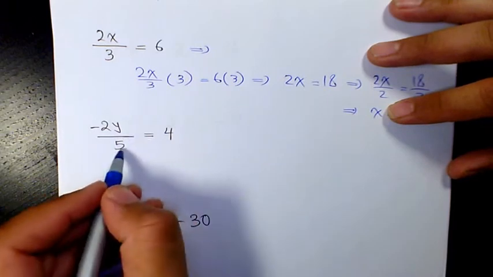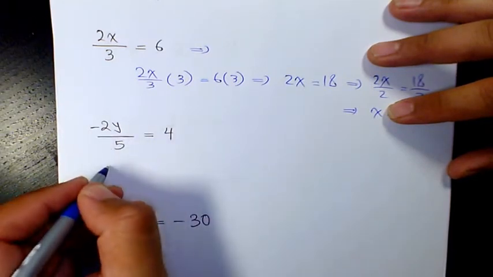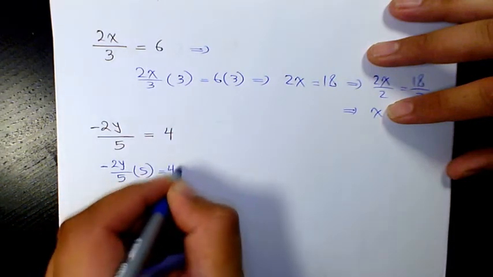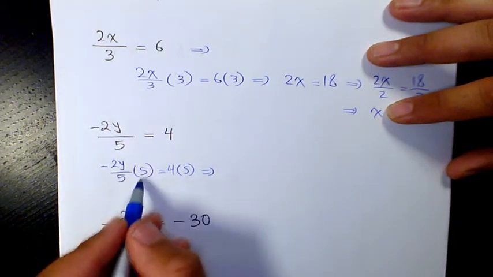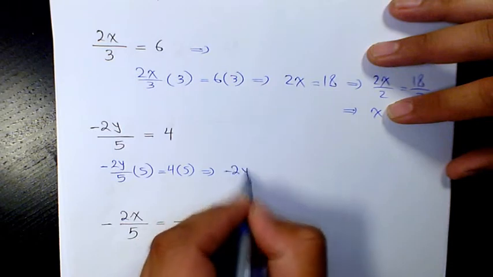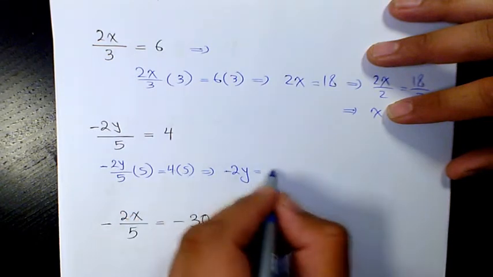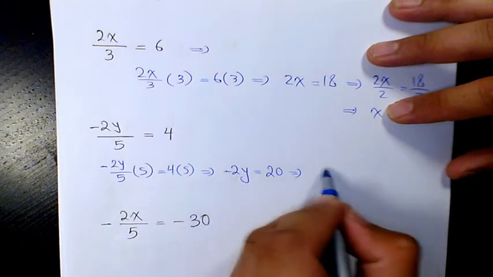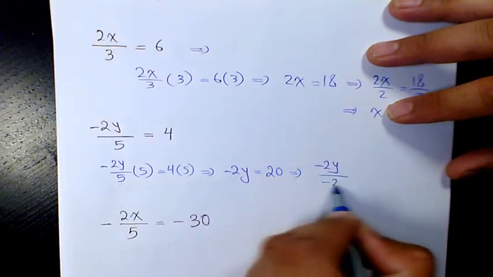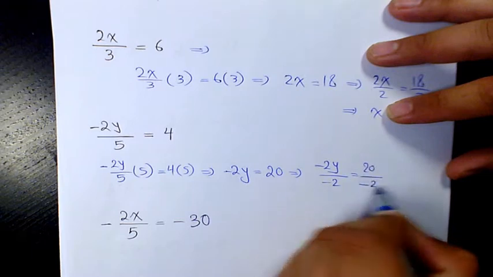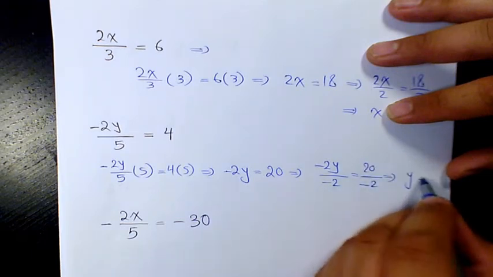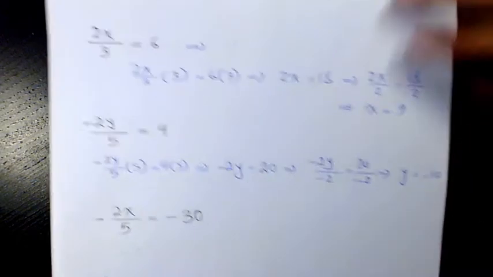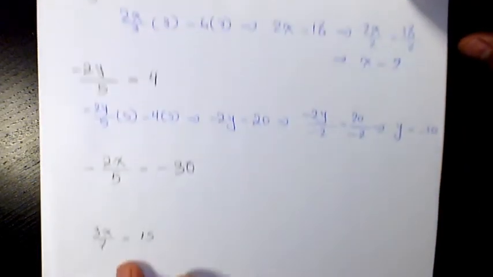Negative 2y divided by 5 equals 4. So I need to multiply both sides by 5. Therefore, 5 and 5 cancel out. We have negative 2y on the left hand side. 4 times 5 is going to be 20. Then in order to isolate it, we need to divide both sides by negative 2. So negative 2y divided by negative 2 equals 20 divided by negative 2. 20 divided by negative 2 is going to be negative 10. So y will be equal to negative 10.